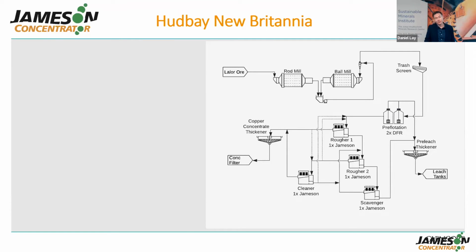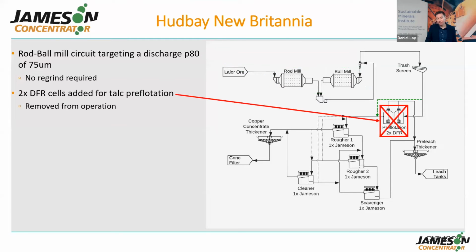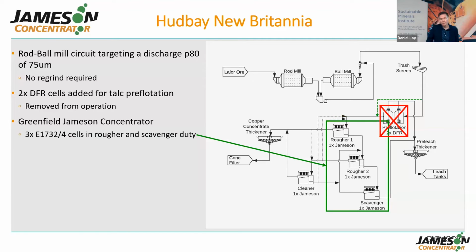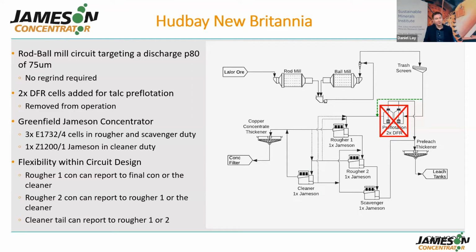This is New Britannia's Hud Bay operation. It consists of a rod mill targeting a P80 of 75 microns. It was designed with a pre-float circuit for talc, and my understanding is that they're not running that pre-float at the moment. It has 3 cells as the rougher and scavenger, and a single cell as the cleaner. It's a flexible design with the ability to reroute concentrates to various parts of the circuit, and that makes use of the Jameson cell's ability to react to different feed flow conditions.